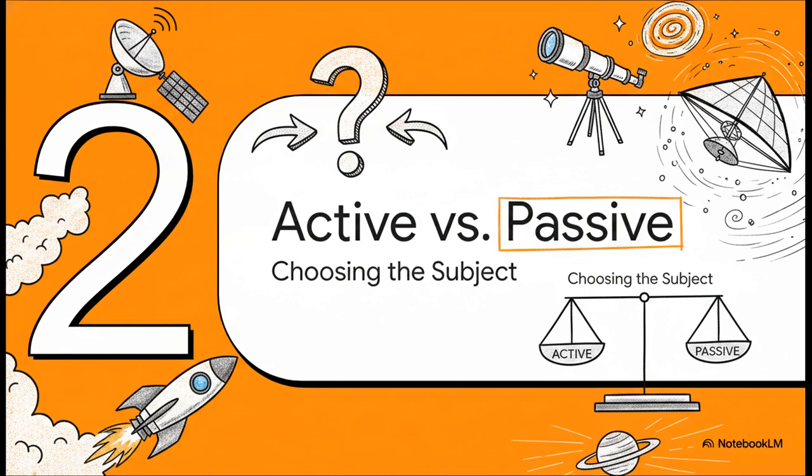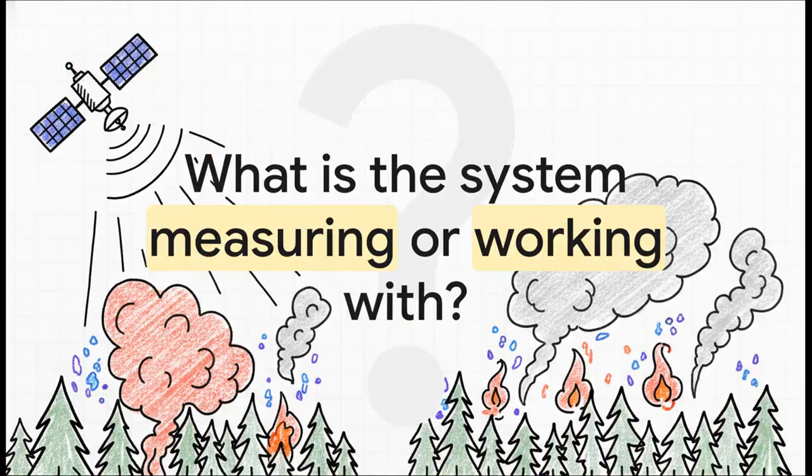Moving to part 2. The subject, active versus passive. Once we know what our payload is, we have to tackle the core tension of the engineering process. How does this hardware actually interact with the universe? Engineers have to ask a fundamental question right out of the gate. What is the system measuring or working with? This is absolutely crucial because this subject dramatically dictates the performance, the cost, and literally the entire design of the mission. If your mission is to track forest fires, your subject might be the heat of the fire, the smoke, or atmospheric changes. Choosing which one to focus on changes everything.